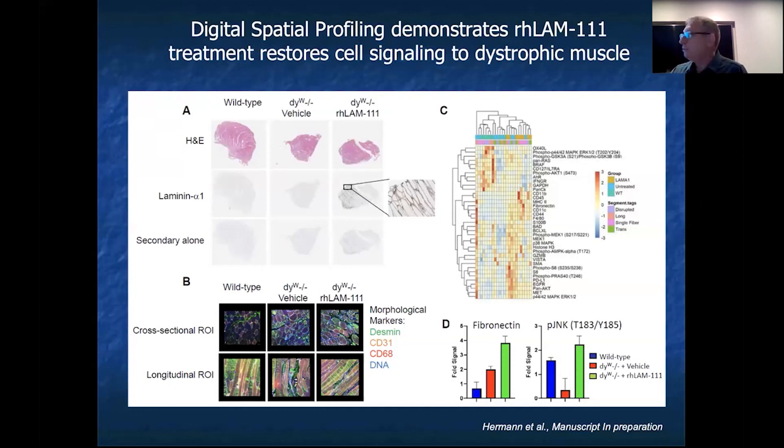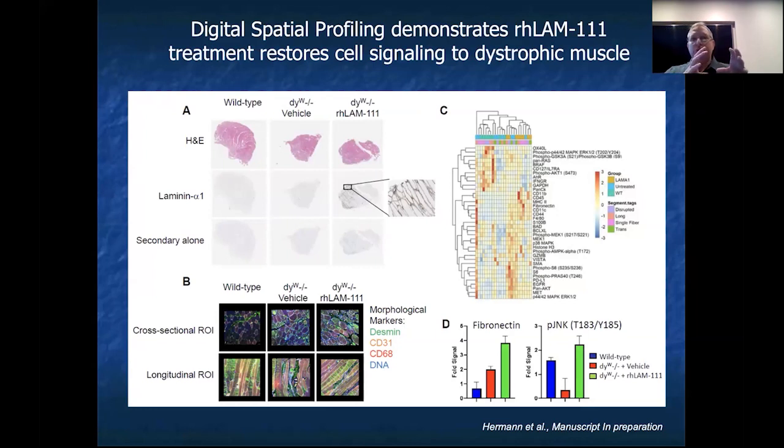So what she did here was she took the muscle, and where you see brown here is the laminin. It's being labeled with an antibody, and so we can actually see the brown staining around the muscle fibers. So again, the laminin is in the muscle, in the injected mouse. And then we use these morphological markers, desmin, DNA, and these markers here to actually identify muscle versus inflammatory cells and so forth.